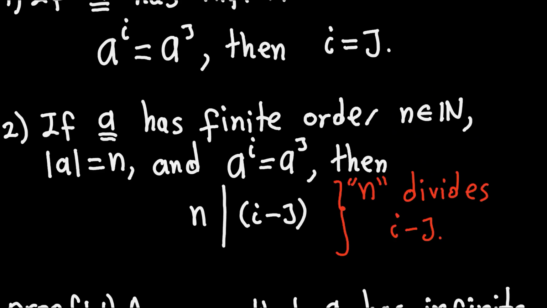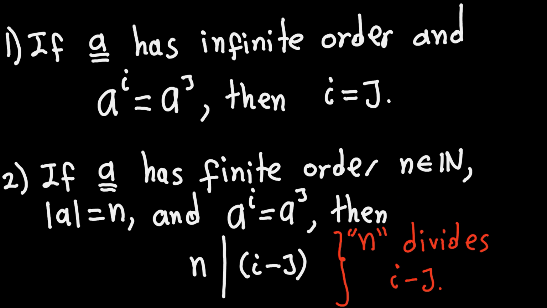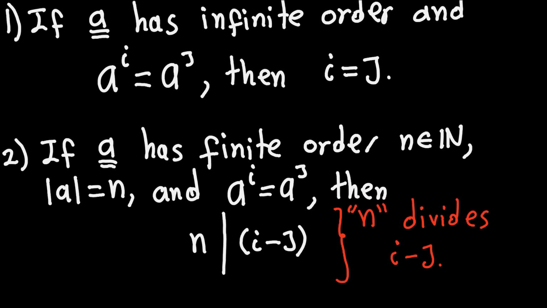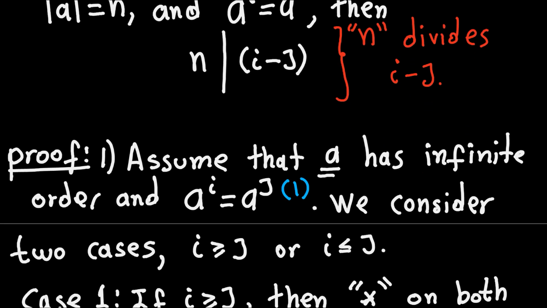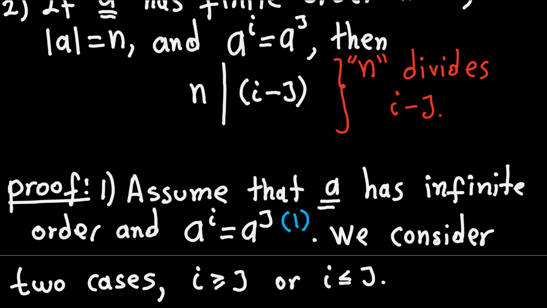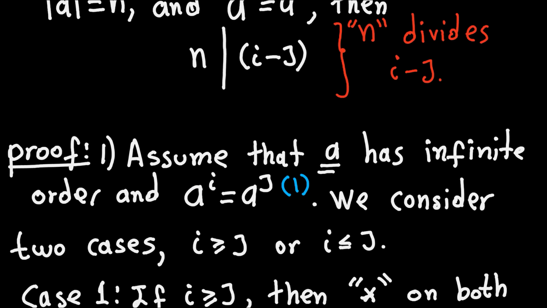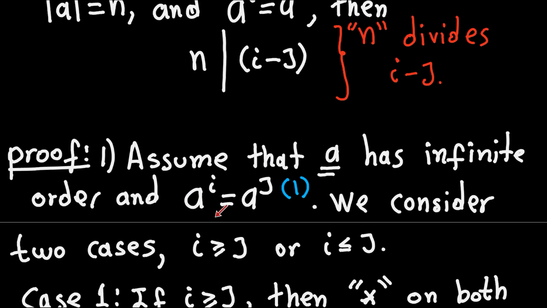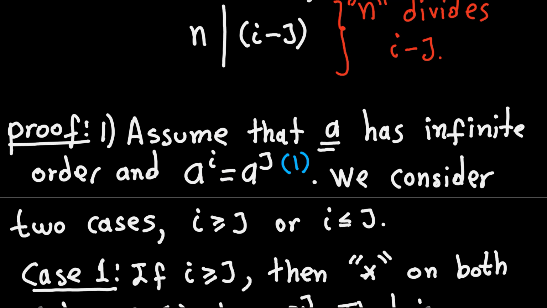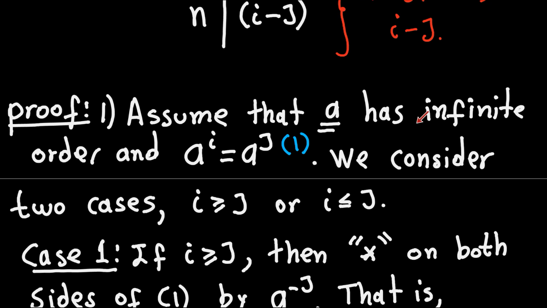This proof is actually in two parts. We have to prove two statements, statement number 1 and statement number 2. So let's go to statement number 1. To prove statement number 1, we have to assume that A has infinite order and that A to the I is the same as A to the J. I'm gonna call this number 1. So we're assuming that A has infinite order, and assuming that this is true, we will prove that I is equal to J only under the assumption that A has infinite order.